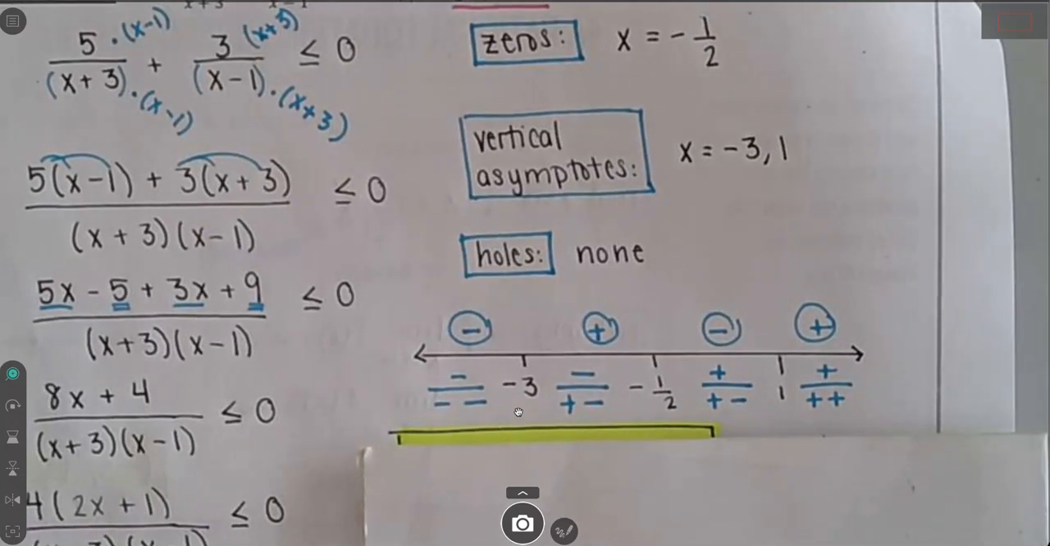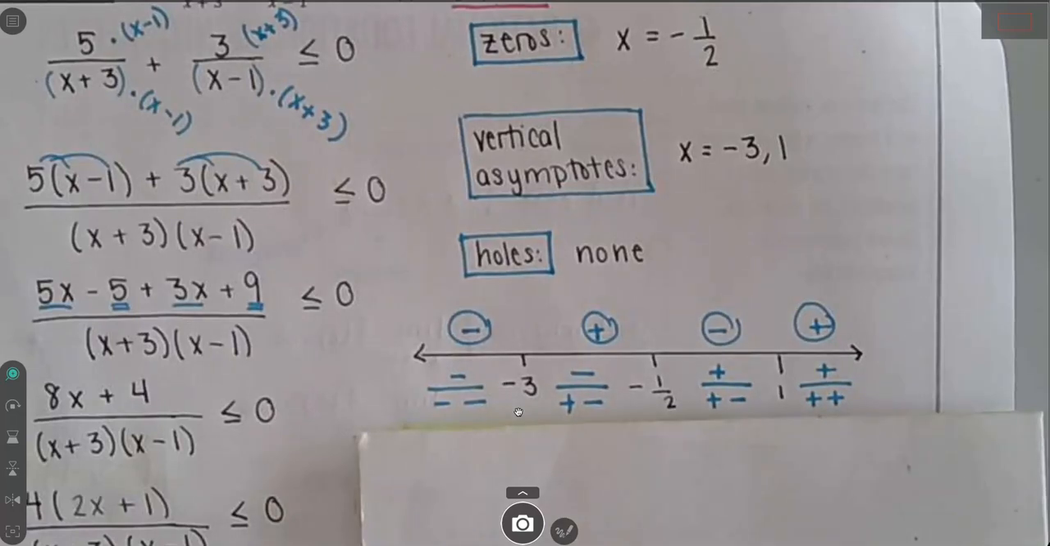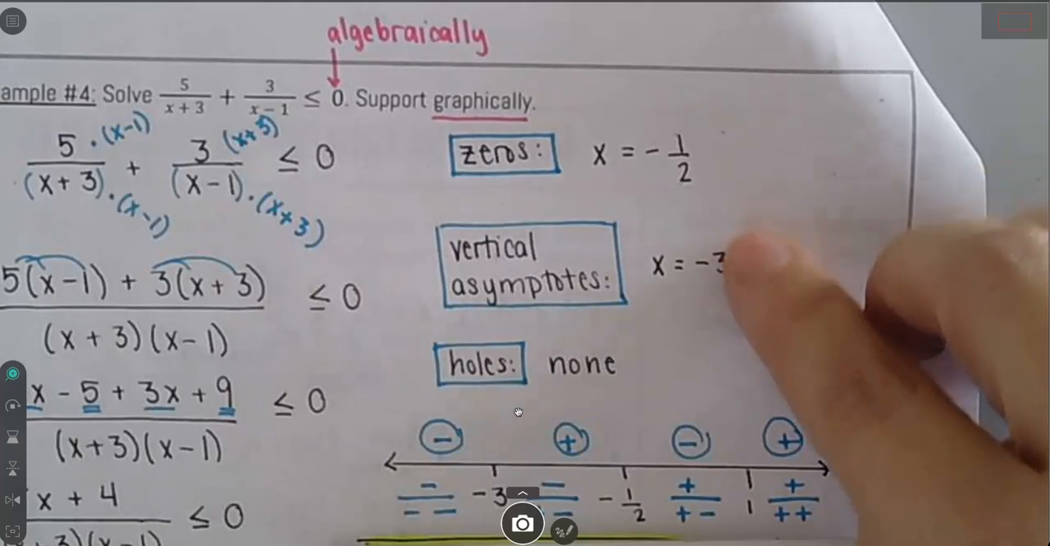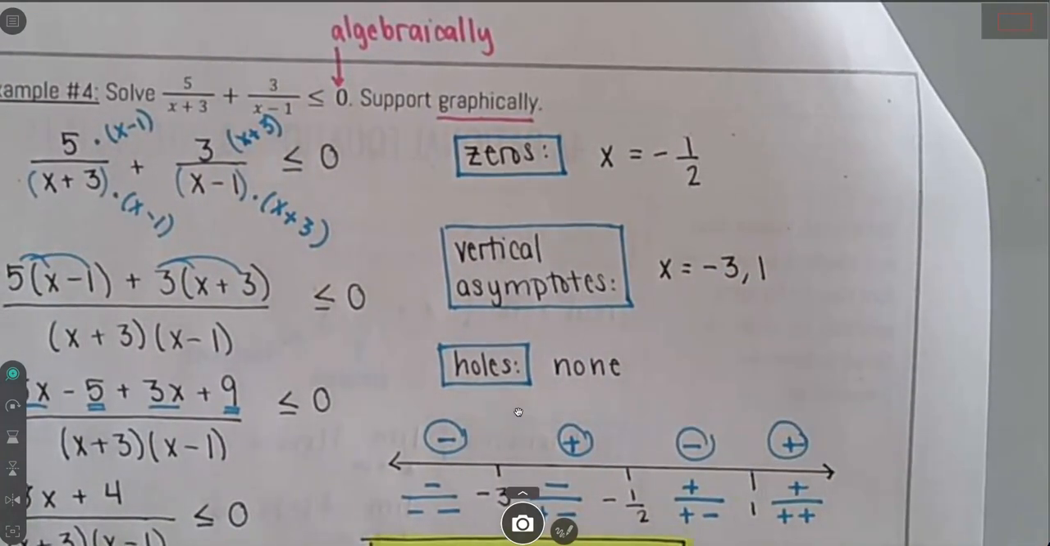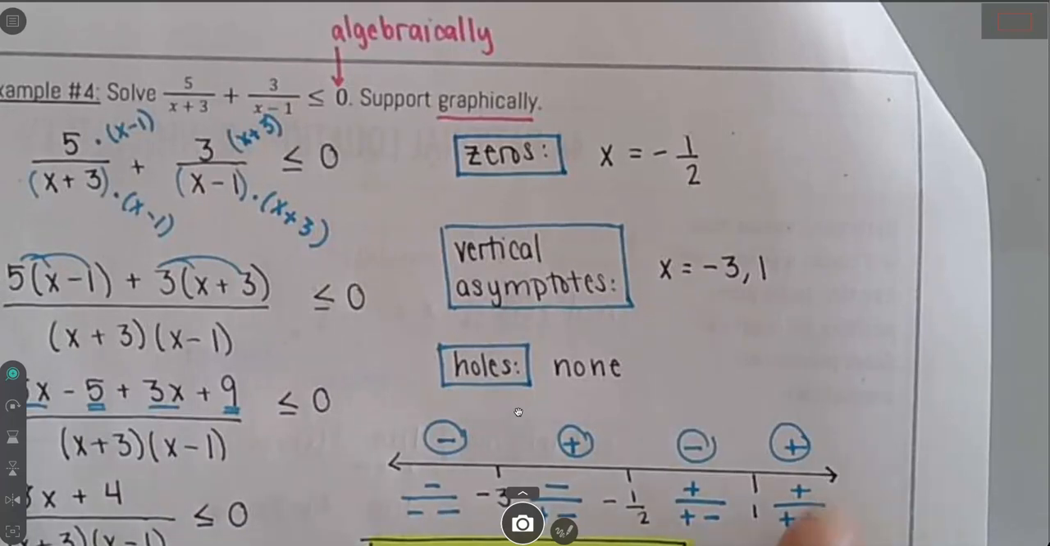Yes? How do you decide which signs go where? So we're just looking at all the zeros, asymptotes, and holes. Take all those numbers, put them in order least to greatest on a number line. And then we haven't done the pluses and minuses yet. That's the last step. Yeah. But the number line's okay?